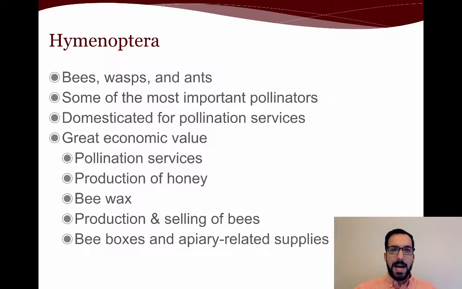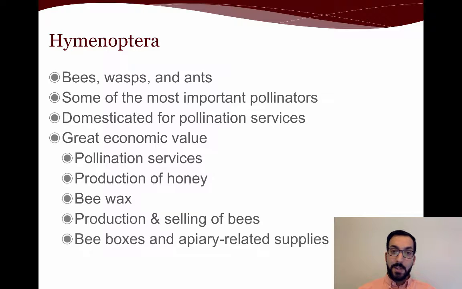All right, now we're going on to Hymenoptera. Hymenoptera include our bees, wasps, and ants. These are considered some of the most important pollinators because of their abundance and their efficiency. So we'll see a little bit about that later on. We've also domesticated them for pollination services, which has also been very important for increasing a lot of our crop yields. They are of great economic value.